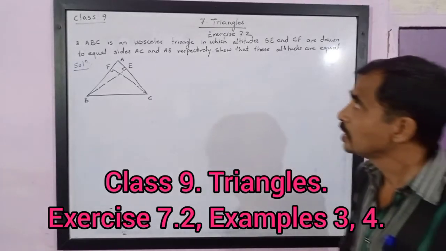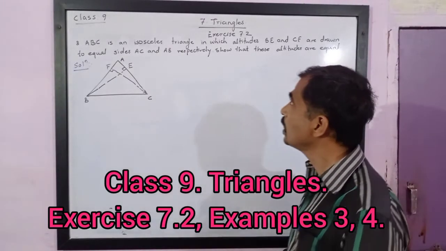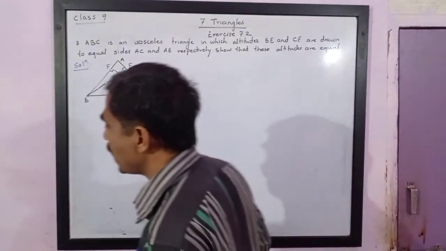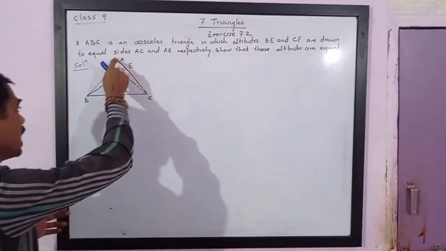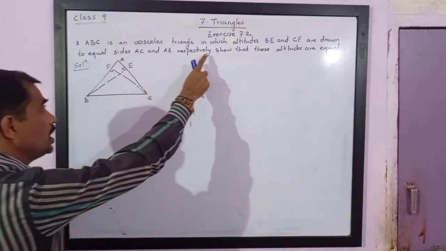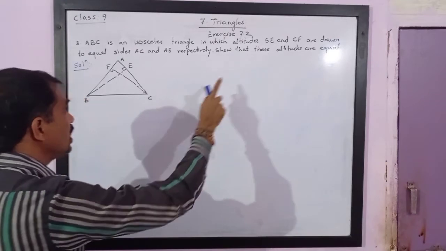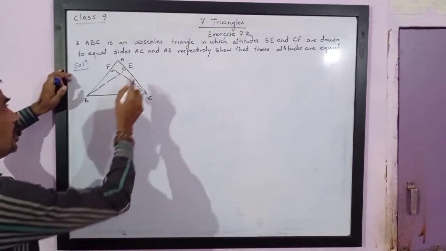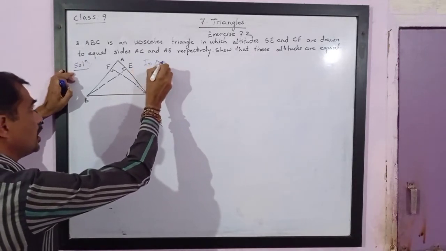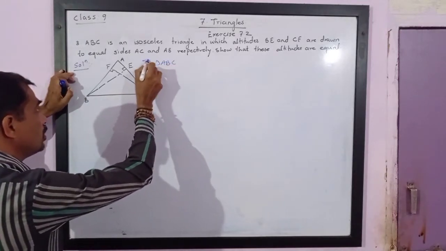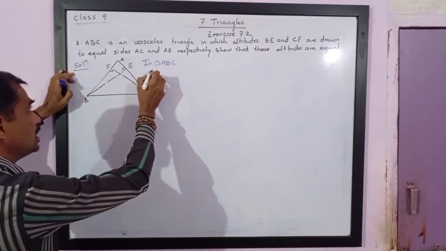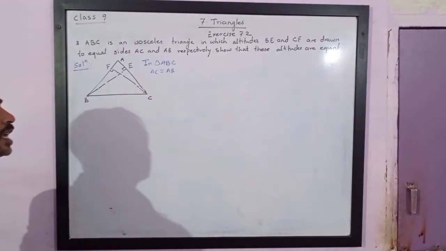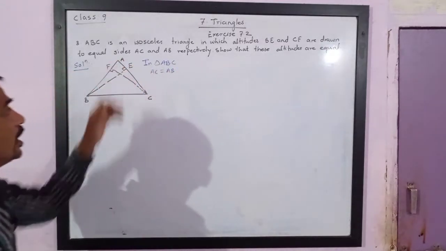Dear friends, in class 9 we are studying the 7th chapter, and in exercise 7.2 we have the third question. ABC is an isosceles triangle in which altitudes BE and CF are drawn on equal sides AC and AB. So it means we are given in triangle ABC that AC is equal to AB. AC and AB are equal sides and BE and CF are altitudes.